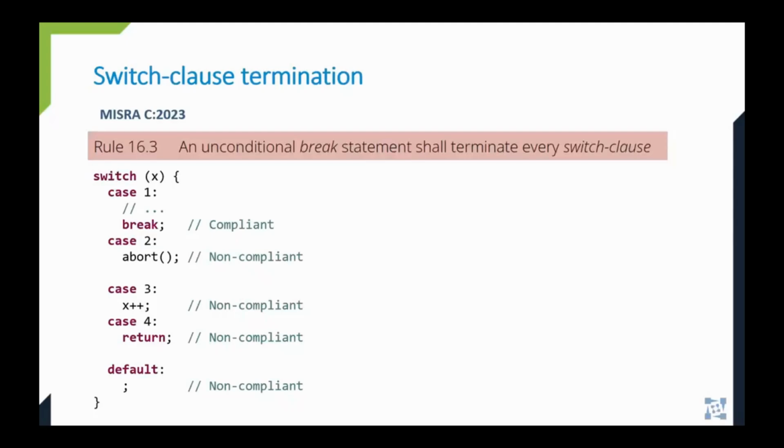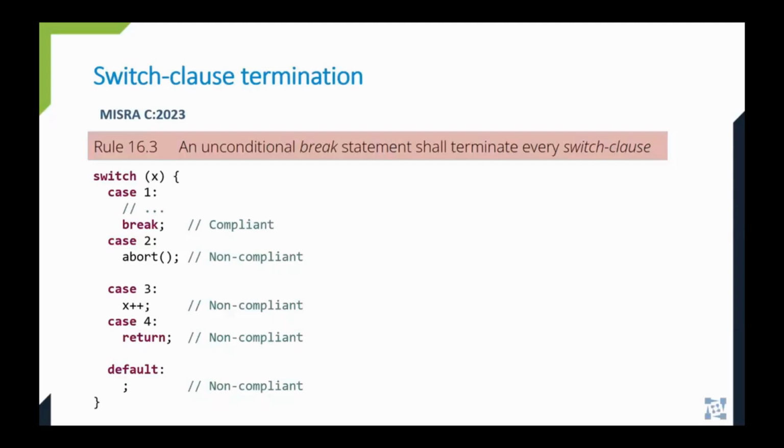And the last rule we will discuss today is a rule that in MISRA C 2023 required each switch clause to be terminated with a break statement, where the rationale points to the fact that lack of the explicit break statement leads to the potentially unintentional fall through to the next clause or of the end of the switch statement.